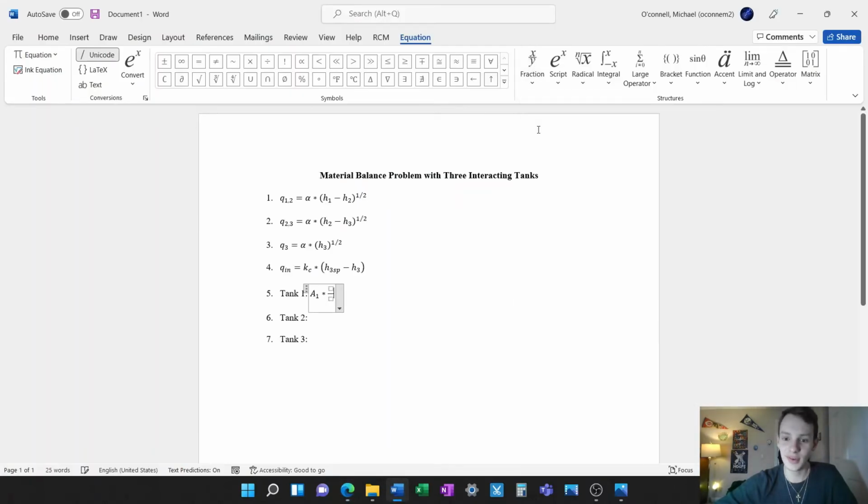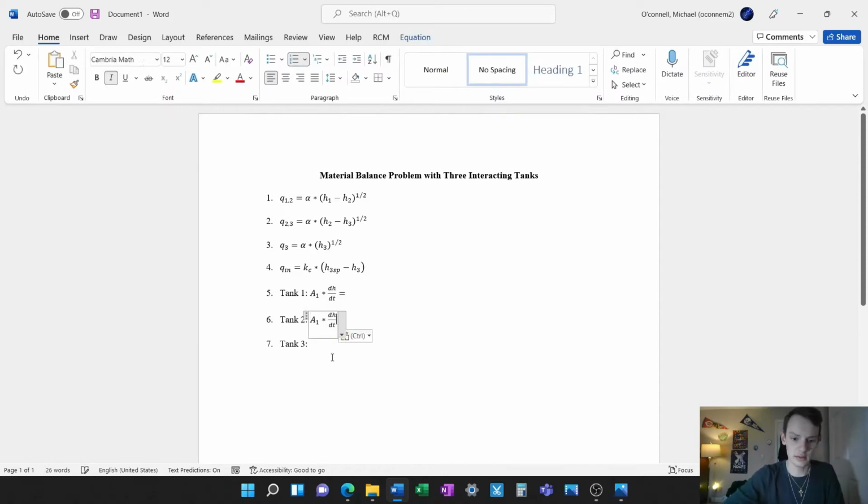So obviously, they have a little derivative symbol in here. Maybe I should use that. I had to change my letters though. That's okay. But this would be dH dt, right? Okay, so that's our volumetric flow rate going in to tank 1. And then everything else here is going to look very similar, right?